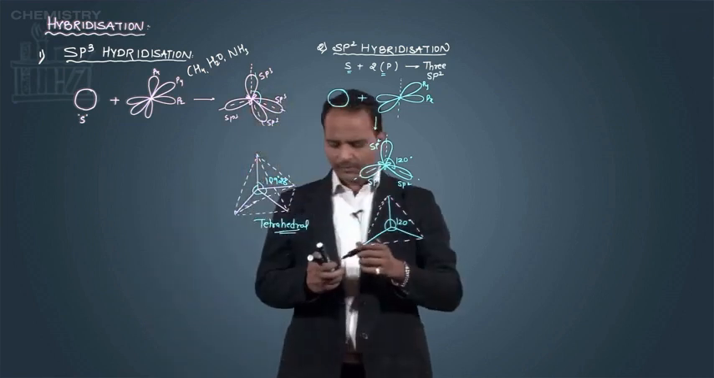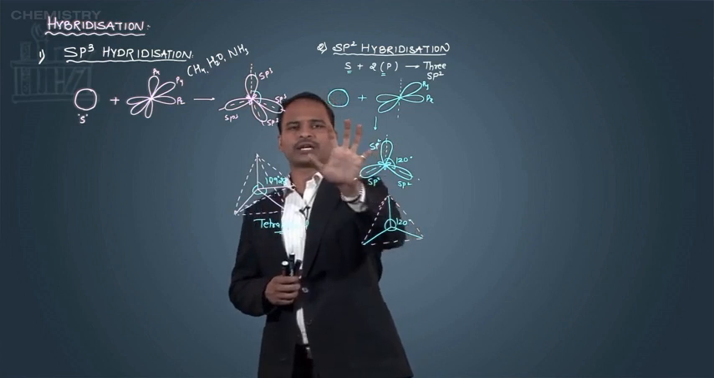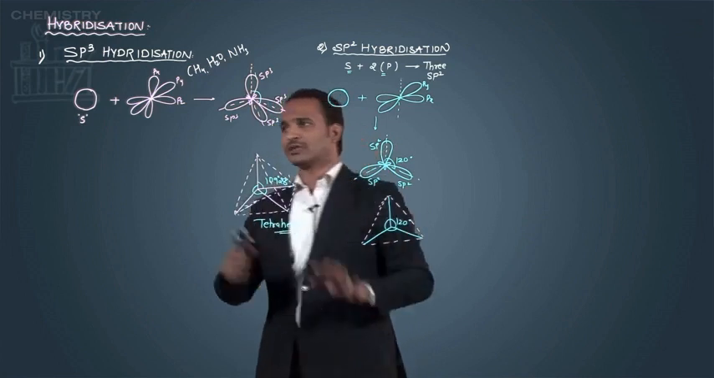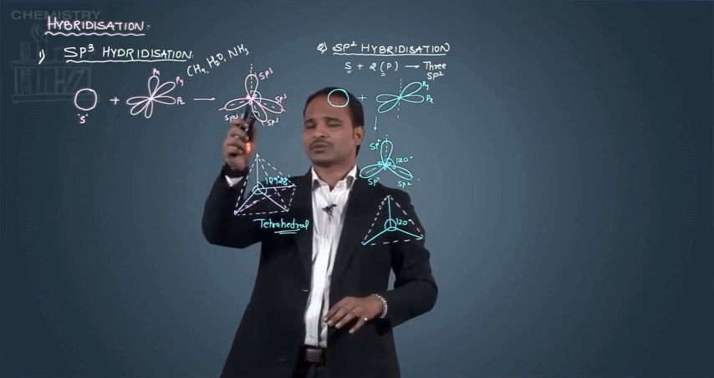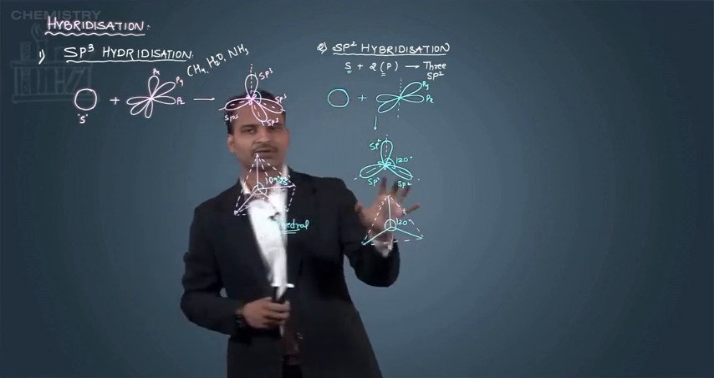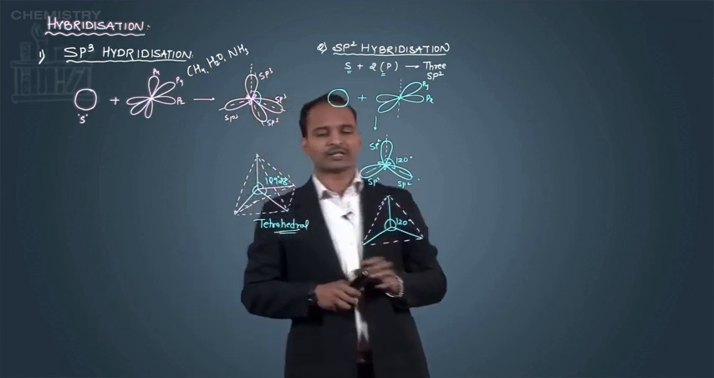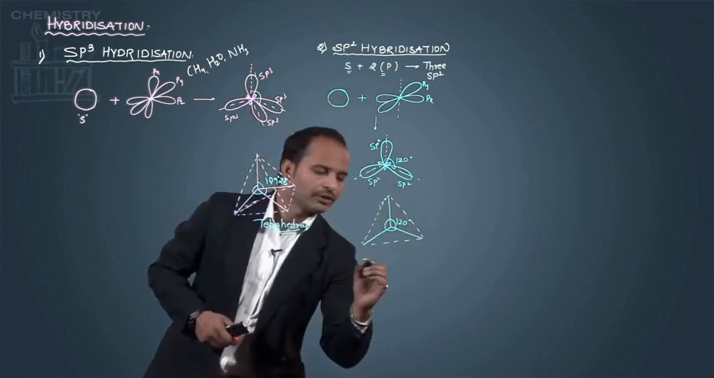This is called trigonal planar geometry because all three orbitals are present on the same plane. That means it comes in a two-dimensional figure. In the animation we saw that all four orbitals cannot come to the same plane. But in this case, all three orbitals are present in the same plane, and that's why the name is given trigonal planar geometry.